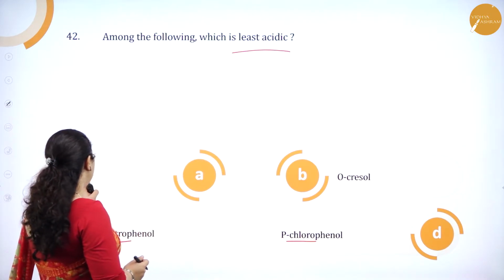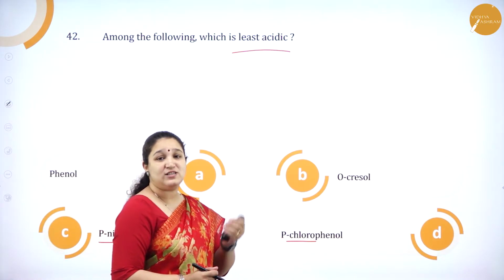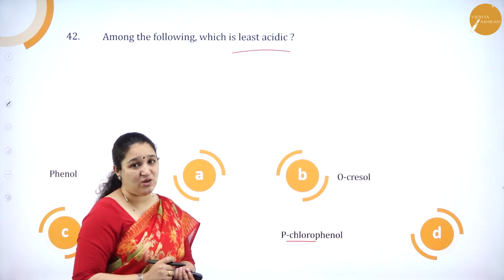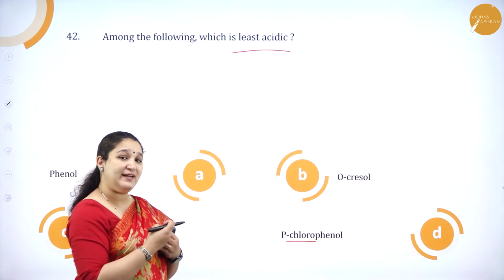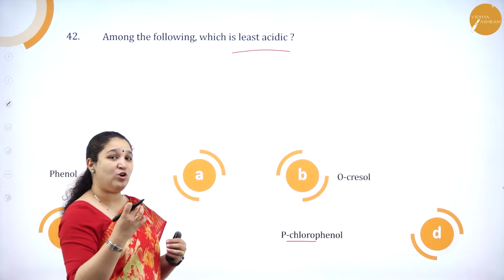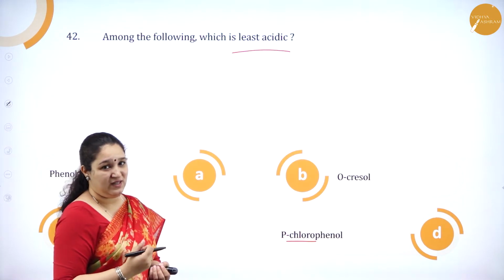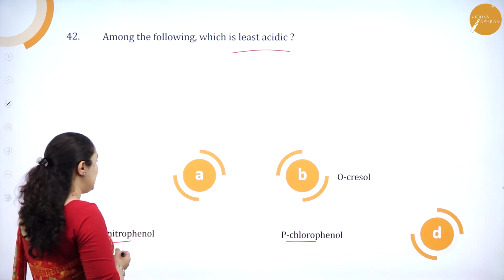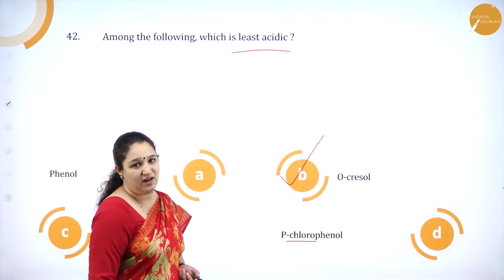But if you see option A, it is phenol, and option B is cresol. In cresol, the substituent is the CH3 group which is present in the ortho position. So it's an electron donating group. When an electron donating or electron releasing group is there, we say that the acidity will decrease. So it is actually less acidic than phenol also. So option B is the correct answer.